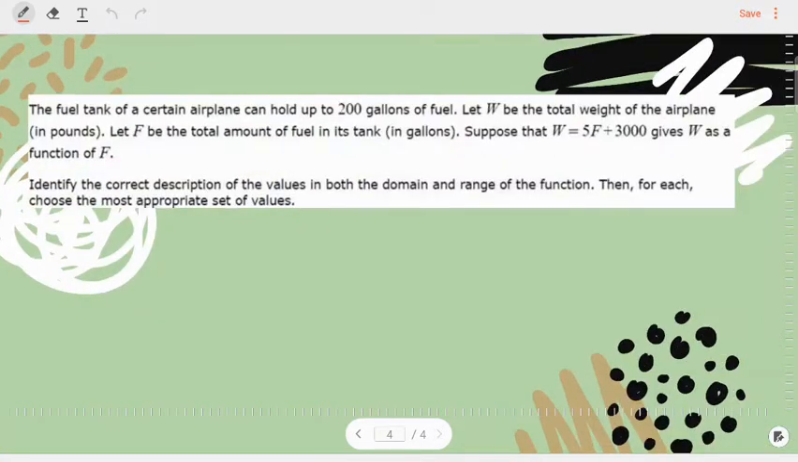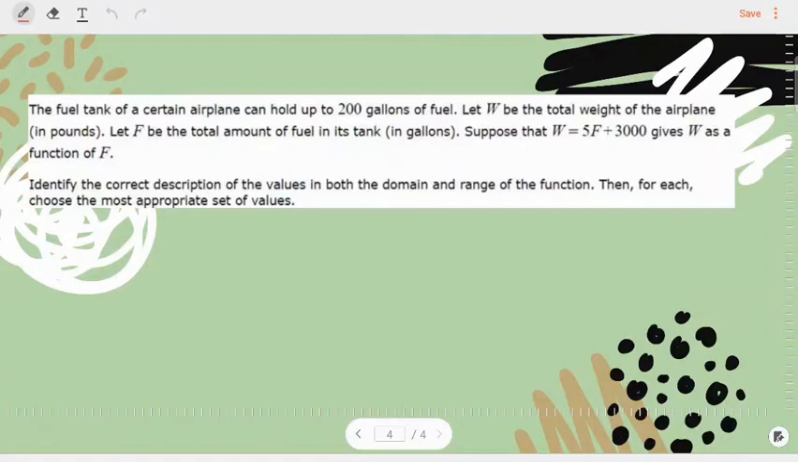All right, last example. So let's go ahead and read the problem all the way through, and then we can determine what variables we want to use for the domain and the range. So the fuel tank of a certain airplane can hold up to 200 gallons of fuel. Let W be the total weight of the airplane in pounds, and let F be the total amount of fuel in its tank in gallons. Suppose that W equals 5F plus 300 gives W as a function of F.